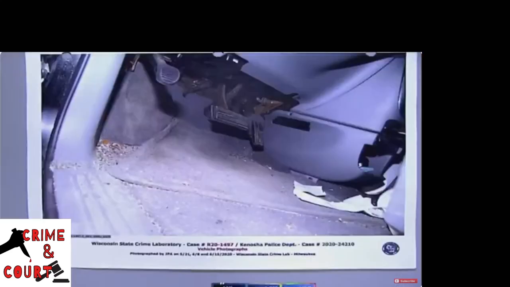This photo area. So this is a mid-range photo of the footwell of the driver compartment. And did you observe anything of interest in that area? No. And did that area appear to have been cleaned? No.